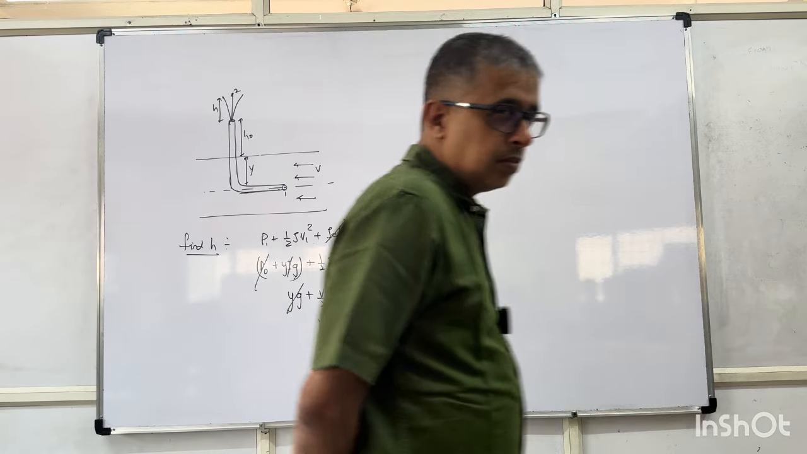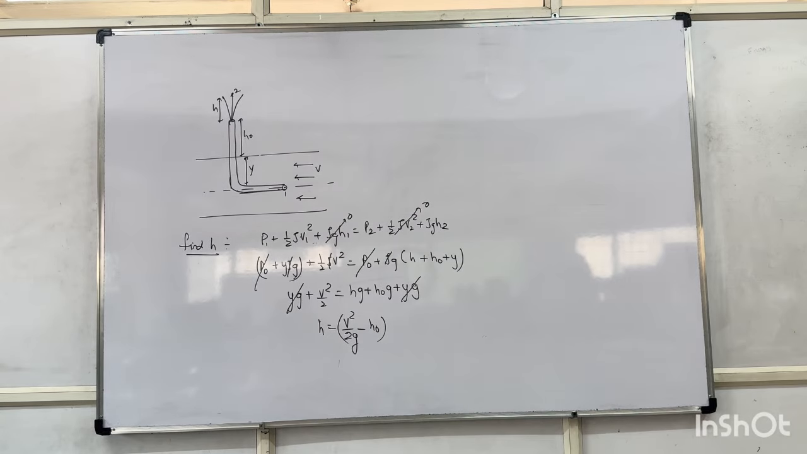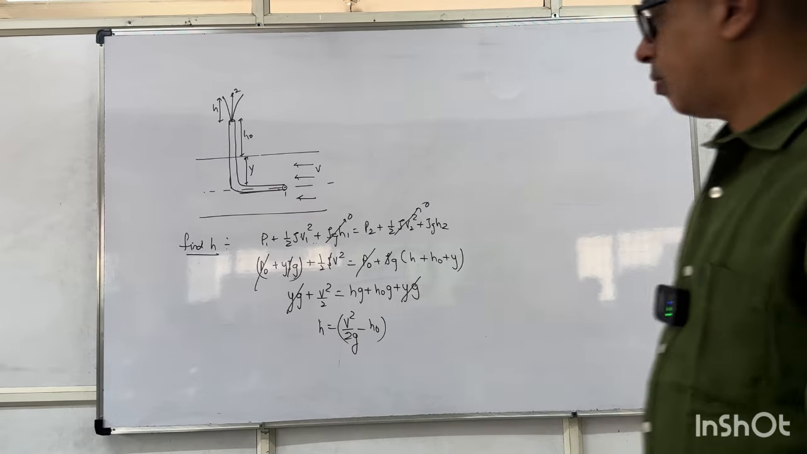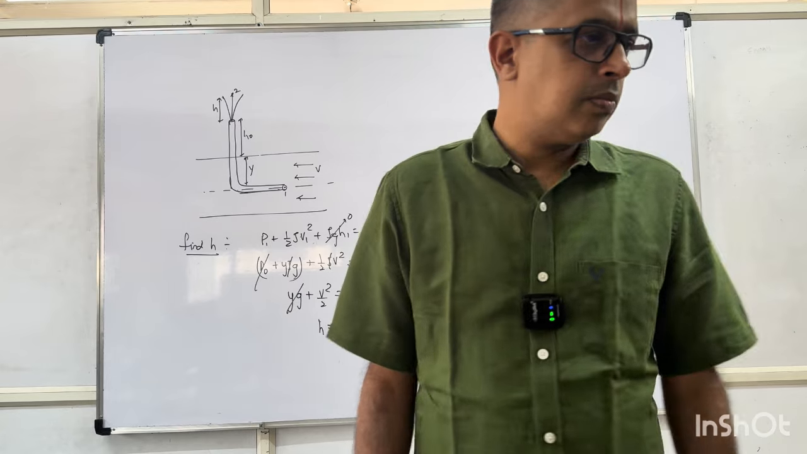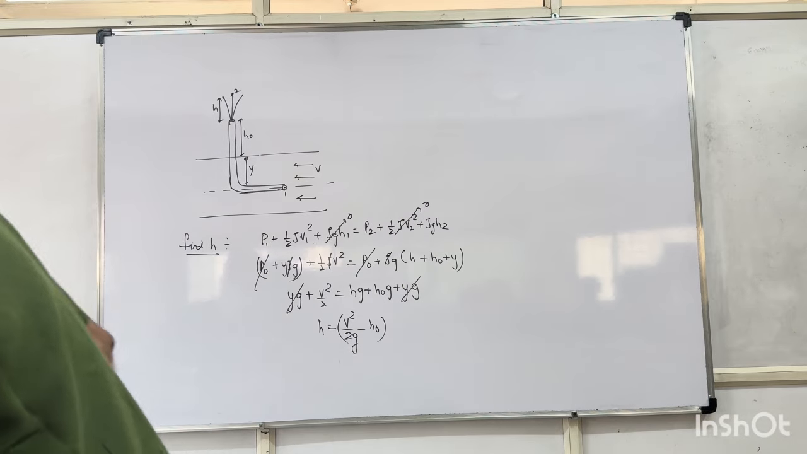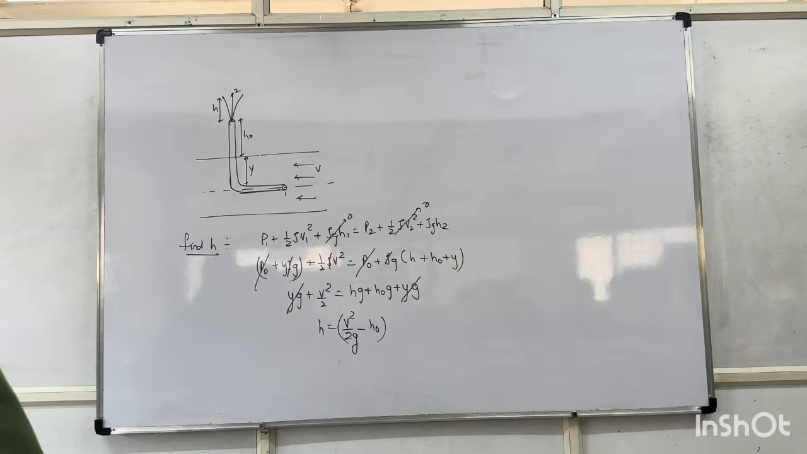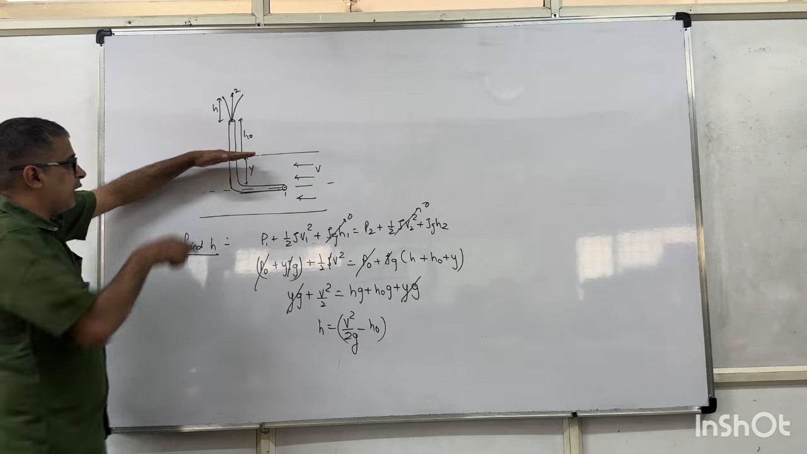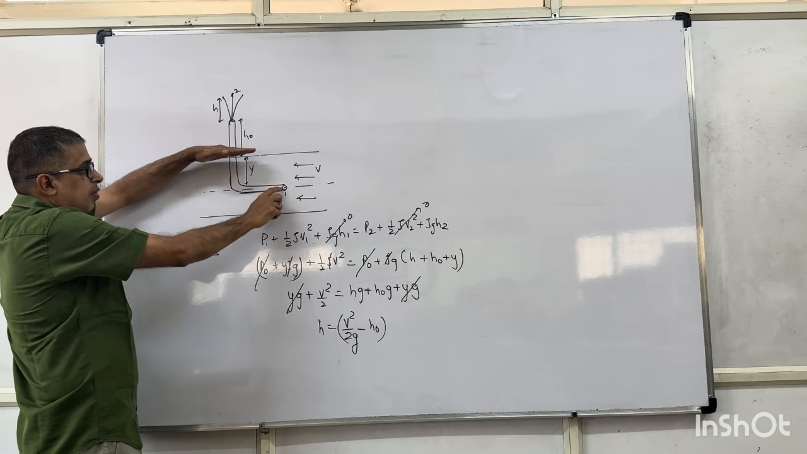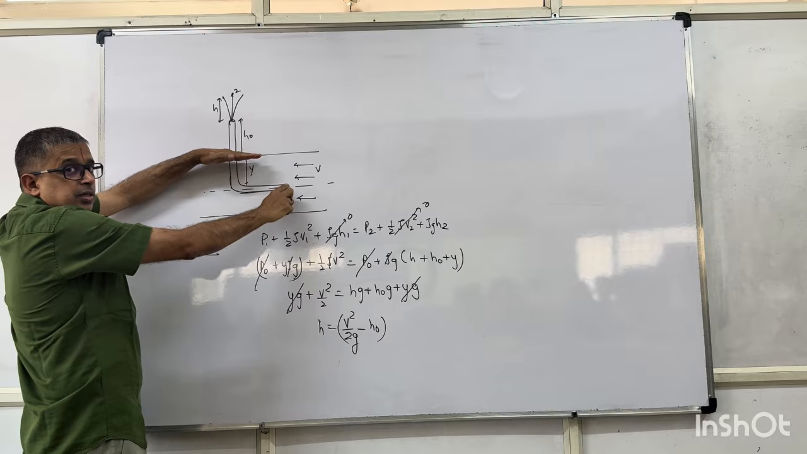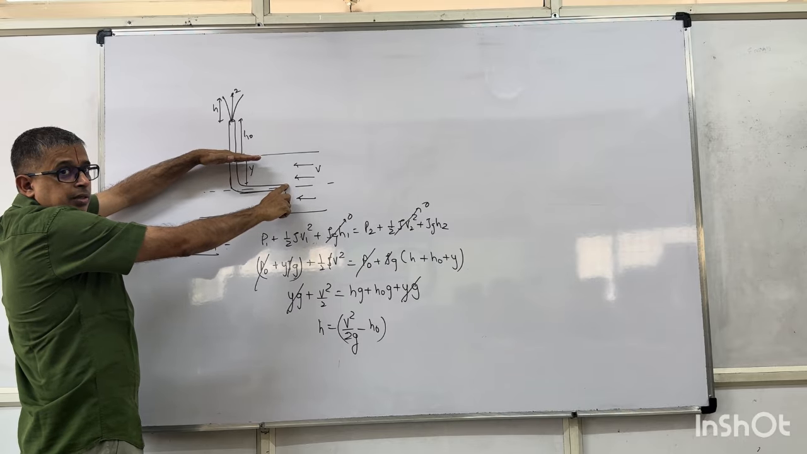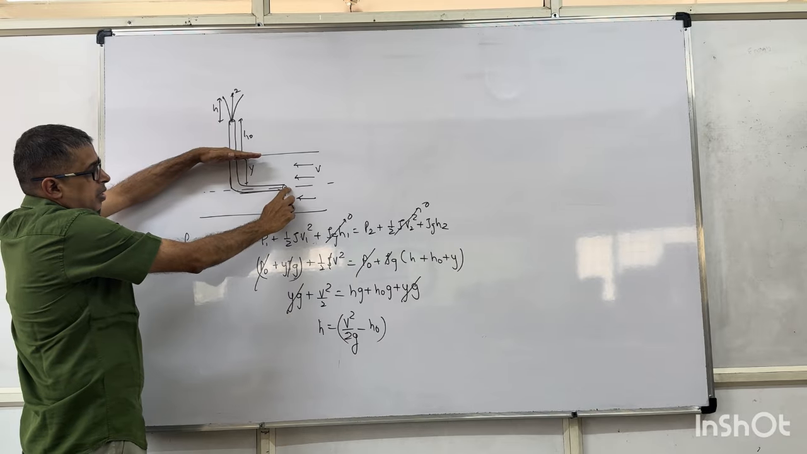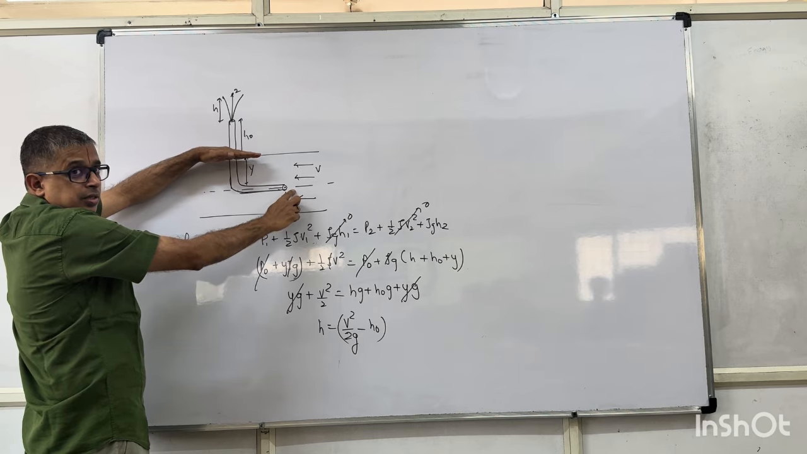For pressure, you are taking P0 plus y rho g. This is the liquid level. I introduced a pipe this way, right? The pipe goes out. So this is the liquid level. The pipe is this way. So what will be the pressure here? P0 plus y rho g. Here what will be the pressure at 1? P0 plus y rho g.